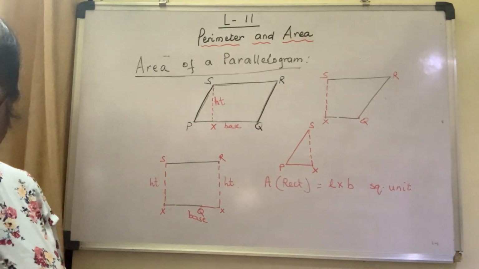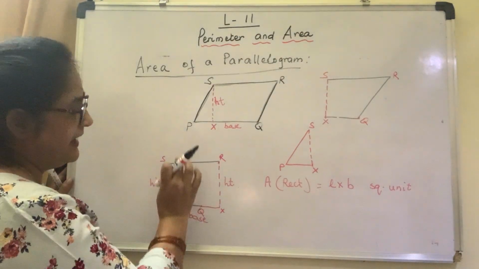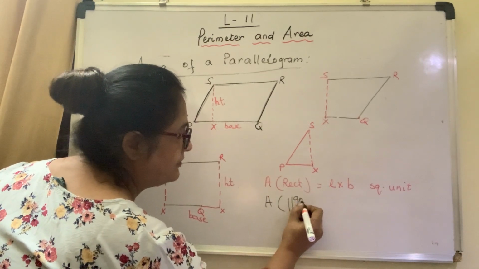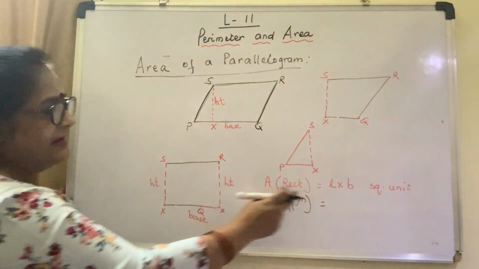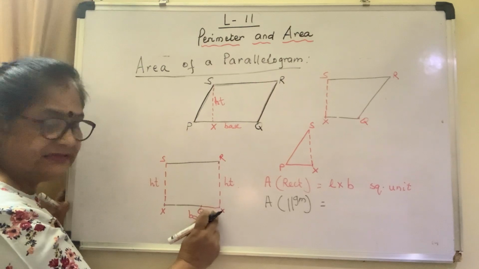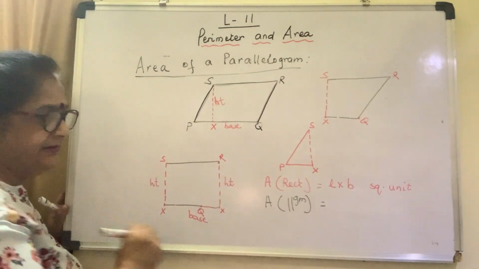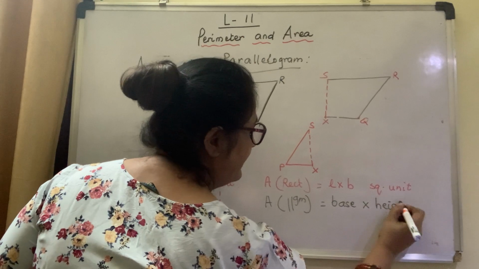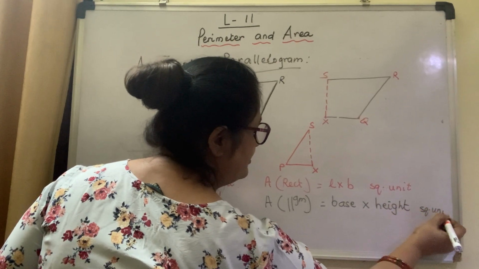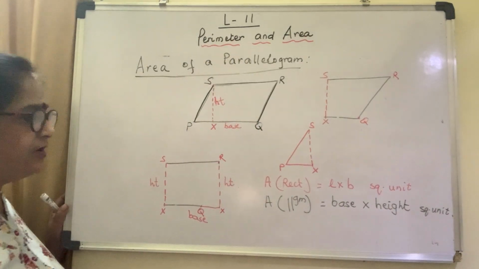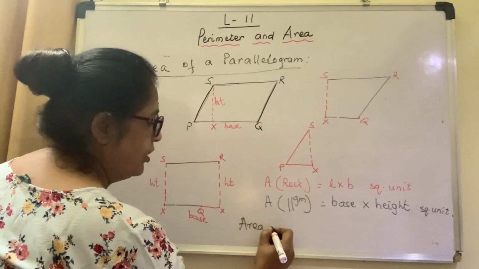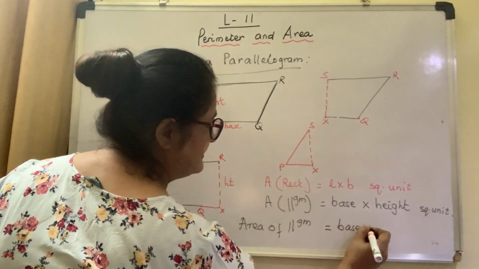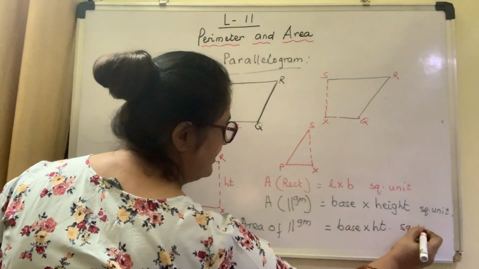Okay? Now, that is the area of a rectangle. This figure, I got it as a rectangle from a parallelogram. So, the area of a parallelogram is given by length multiplied by breadth. What is your length here? Base. And what is the breadth? Breadth is known as the height. So we write it as base multiplied by height square unit. So how do we find the area of a parallelogram? Area of a parallelogram is given by base multiplied by height square unit.